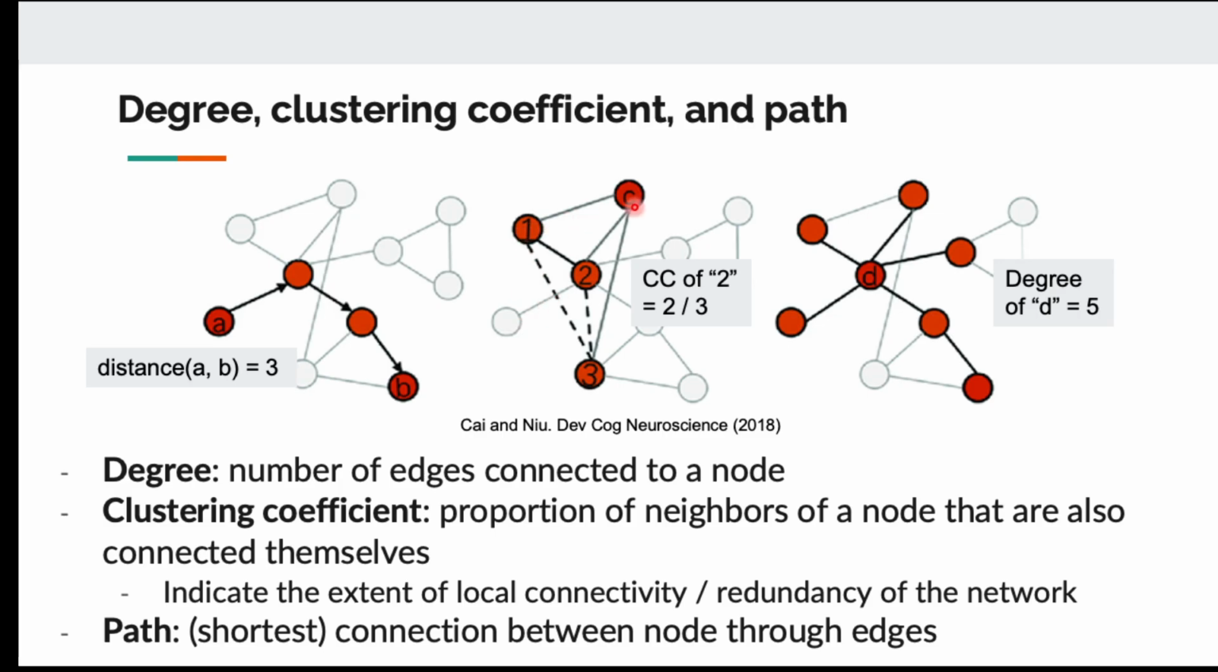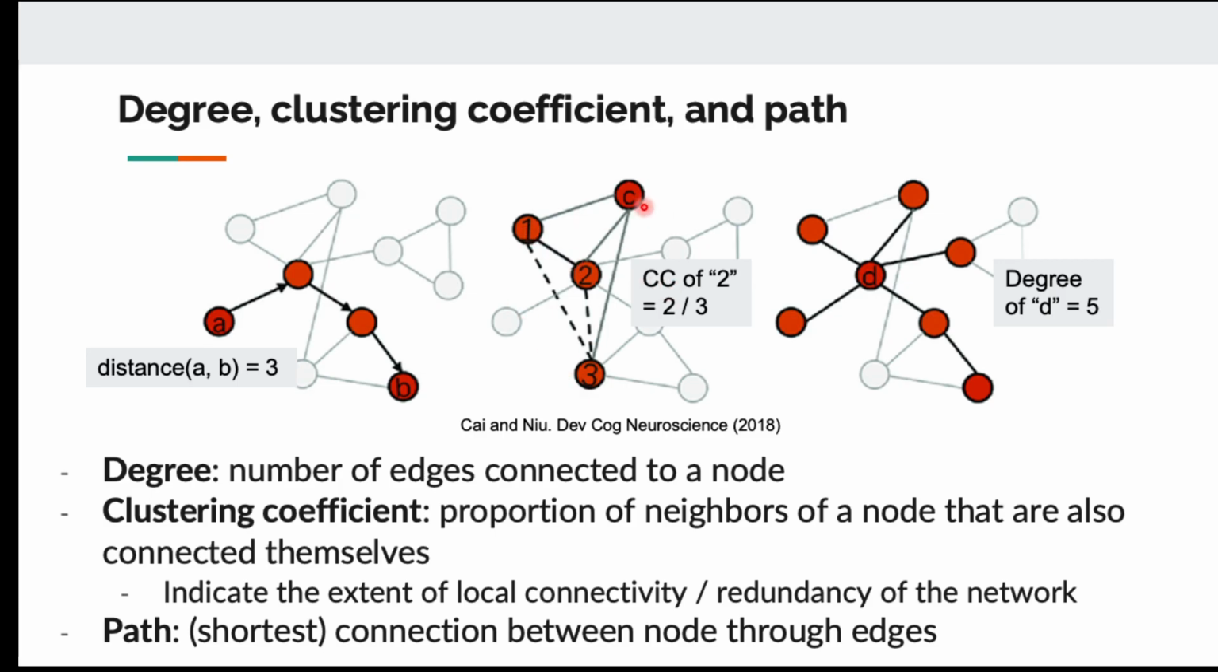And the total possible edges between them is 3. You can only have 1, 2, 3 edges. So in this case, the clustering coefficient is the proportion of the edges that you found versus all the possible edges. So why is this interesting? The clustering coefficient tells you not whether node number 2 is connected, but whether the neighbors of 2 are connected.